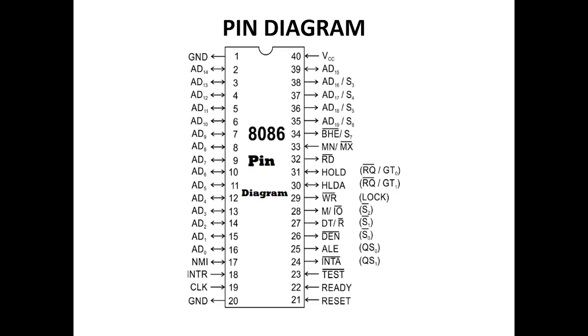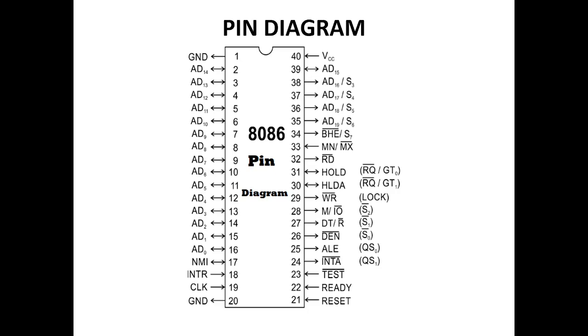Next, the reset pin. The signal is used to reset the 8086 processor. It causes the processor to immediately terminate its present activity. The signal must be active high for at least 4 clock cycles. It restarts the execution when the reset returns low.